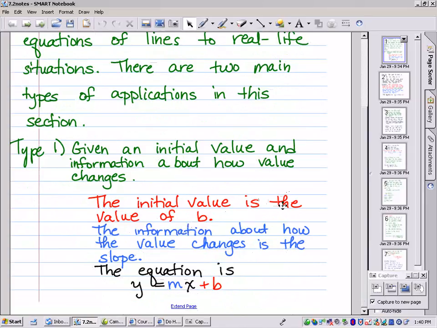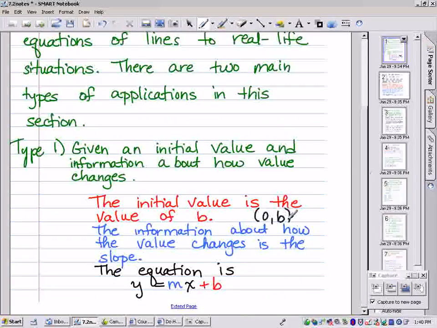The initial value is always considered the value of b, because if you recall, b really corresponds to the point (0, b). It is when x is 0, so that's why we say it's the initial value. And the information about how the value changes is the slope, because if you remember, slope is the change in y over the change in x. So that's how we know those two values. And then, since we will know from the problem the value of b and the slope, we can just plug into the slope-intercept form to get y = mx + b.